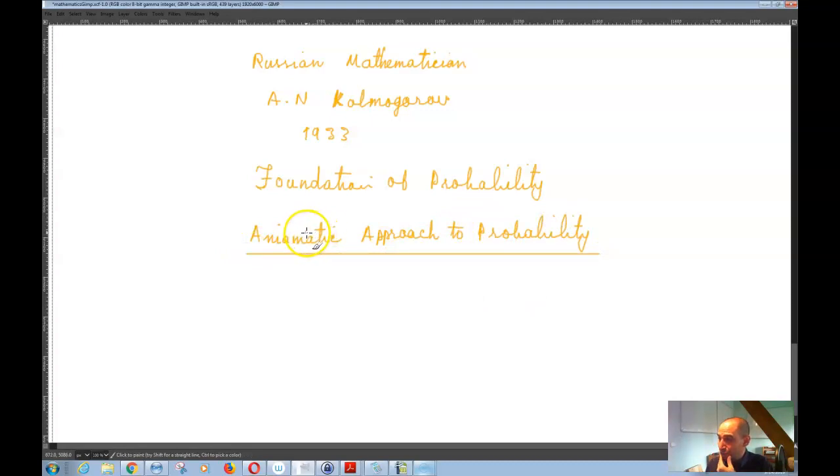Now, to understand this approach, we must know a few basic terms, like, for example, random experiment, sample space, events or sample events, and some other terms. So let's get started with this and let's see what we have basically in this chapter.